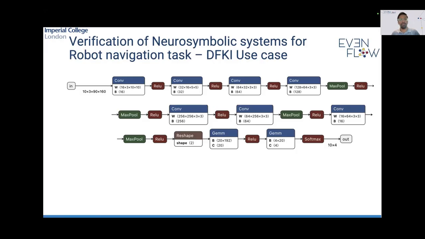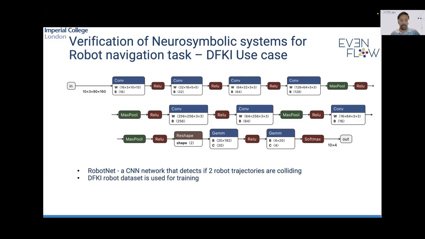The verification tool gives us robustness guarantees for different noises, and in our use case we are focusing on white noise, that is, within the LP norm perturbation. We provide robustness guarantees within certain epsilon ranges, showing how robust the model is in terms of accuracy percentage. It's a CNN network in our use case, which detects if two robot trajectories are colliding or not. And we use the DFKI robot dataset.